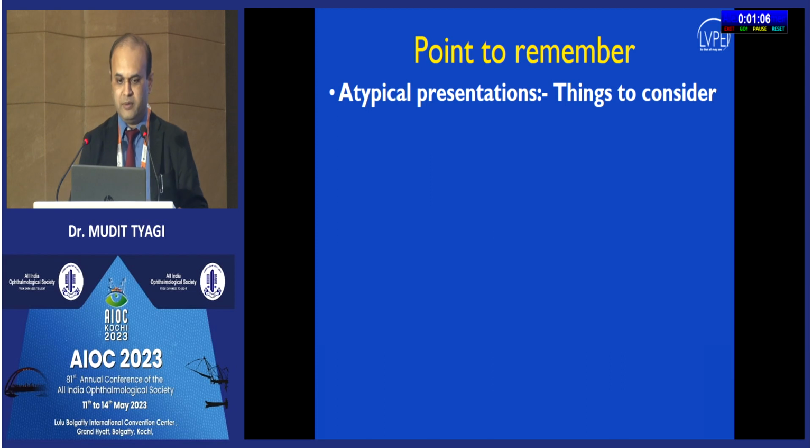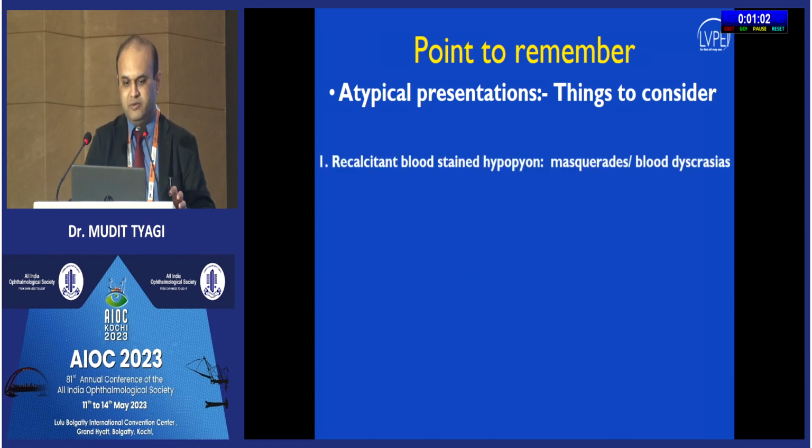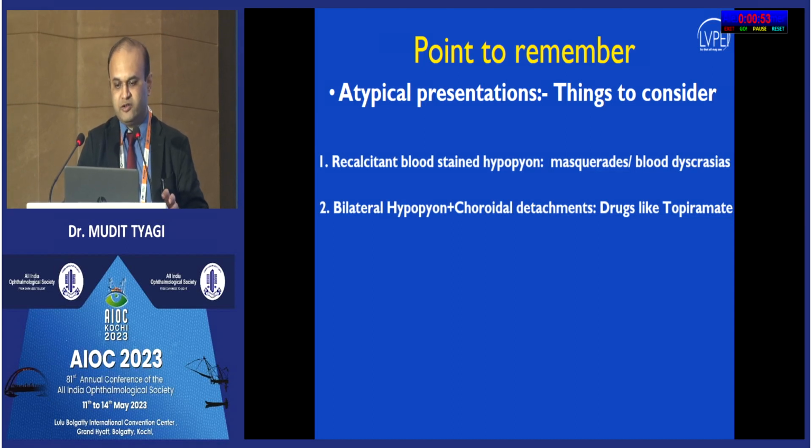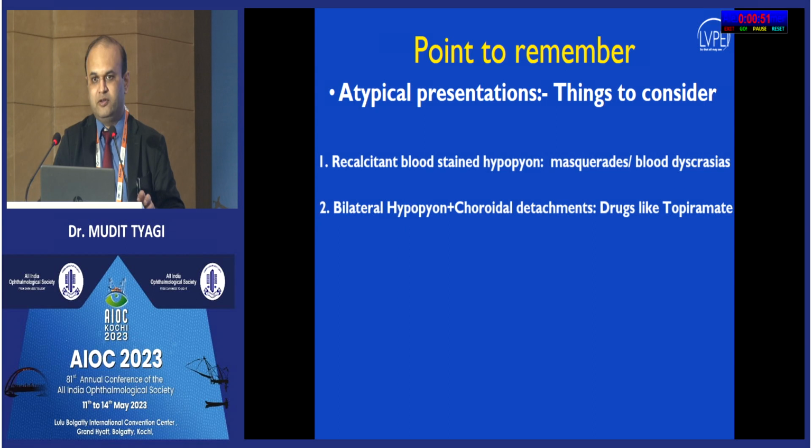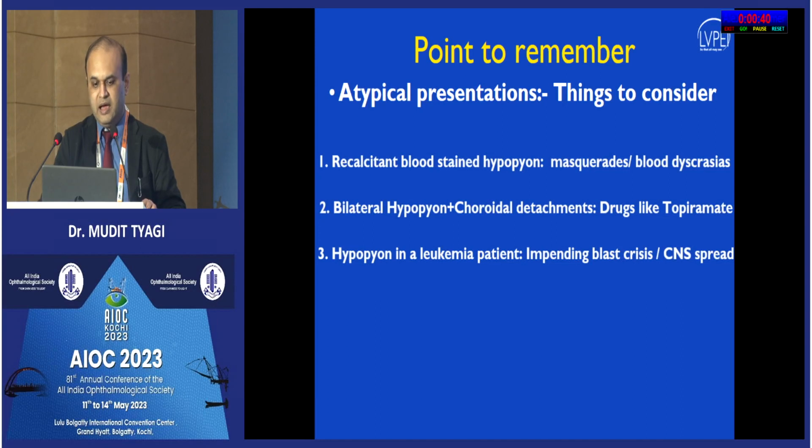So the points to remember are, whenever there are atypical presentations, things to consider will be: number one, recalcitrant blood-stained hypopyons can be a clue to underlying blood dyscrasias. Remember, bilateral hypopyon plus choroidal detachment, drugs like topiramate. So take a history of what drugs your patients are using. Dr. Amit Khosla in one of his talks had shown a patient who was taking JAK kinase inhibitors and presented with a VKH-like picture. Hypopyons in leukemia patients are an indicator of impending blast crisis or CNS spread.